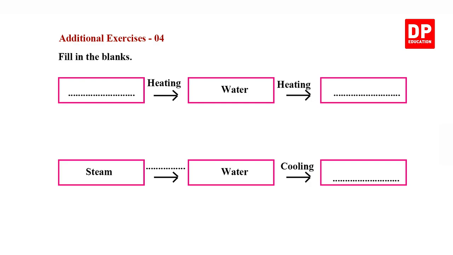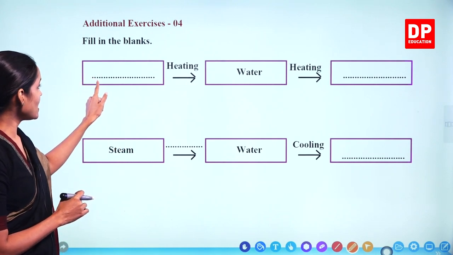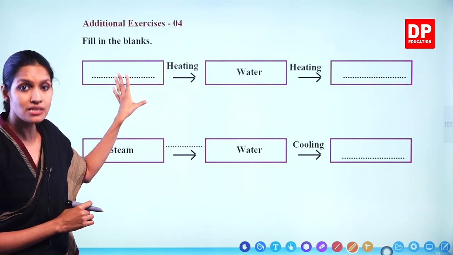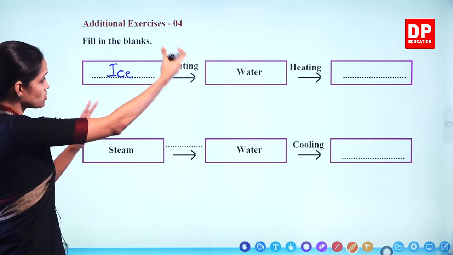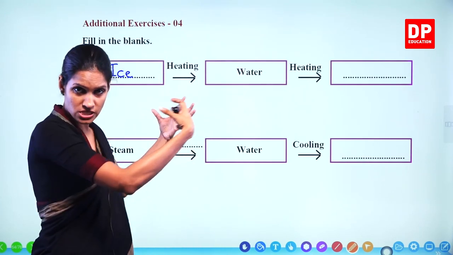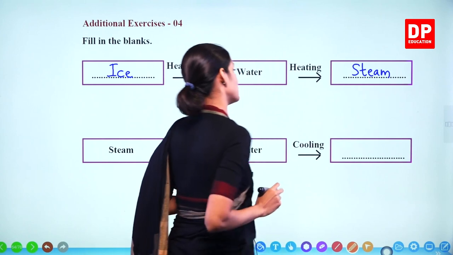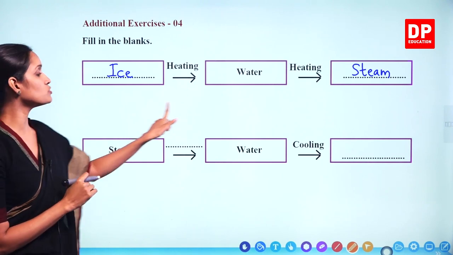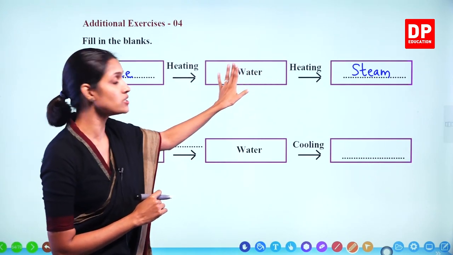Additional exercises for fill in the blanks. Now look at these equations, children. Here: blank, heating, water. What is turning to water by heating? That is ice. When you heat ice, it turns into water. When you heat water, what will happen? It will turn into steam or water vapor or gaseous water. Right? If you want to convert steam into water, what do you have to do?